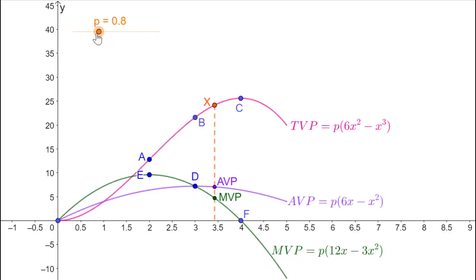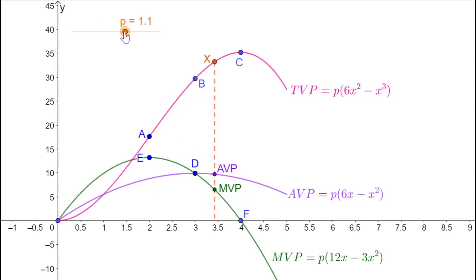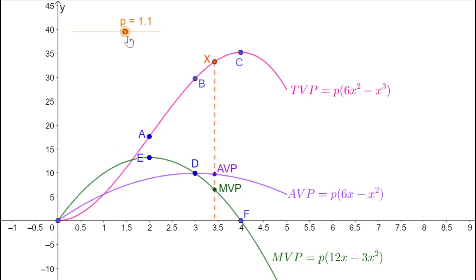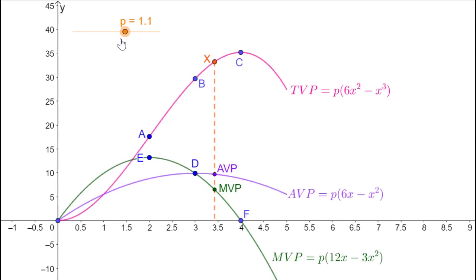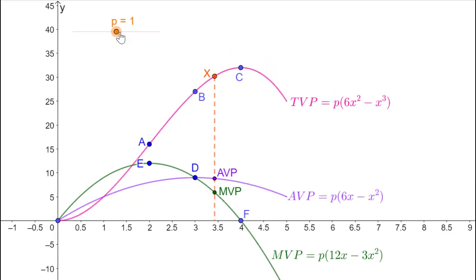But when I'm changing this price, you can find out for those special points, A, B, C, D, E, F, that their horizontal value didn't change. So for the inflection point, X is always equal to 2. It doesn't depend on P. So when the output price changes, only the vertical values change. For those special points, for example, the maximum TVP has the same input value as the maximum TPP.